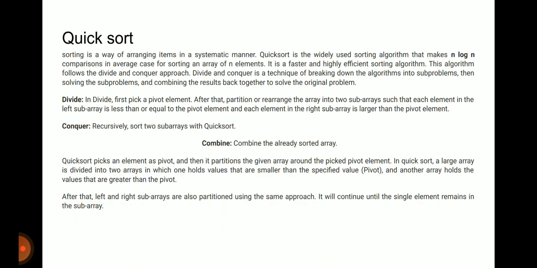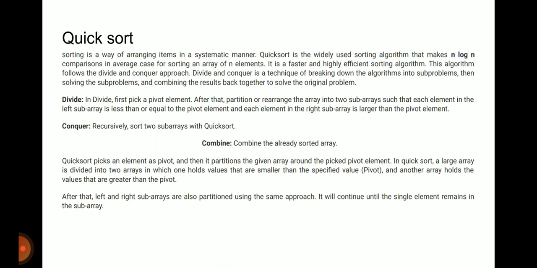Let's move on to quicksort. Sorting is a way of arranging elements in a systematic manner. Quicksort is a widely used sorting algorithm that makes n log n comparisons in the average case for sorting an array of elements. It is a fast and highly efficient sorting algorithm.